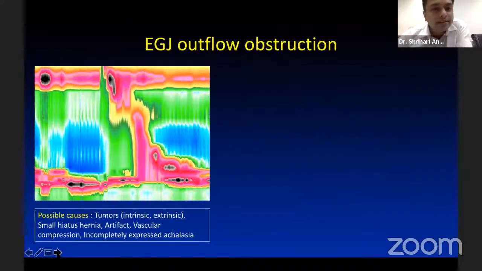One important entity is EGJ outflow obstruction, and of late, with the evolution of high resolution manometry and the greater understanding of manometry, this entity is now gaining a lot of prominence. Possible causes for EGJ outflow obstruction include some tumors, which could be intrinsic or extrinsic compression. Even small hiatus hernias are known to cause EGJ obstruction, which looks paradoxical otherwise. Artifacts of the manometry machine, vascular compressions, incompletely expressed achalasia. It is thought that some of these patients might eventually go on to achalasia, and that has been shown in multiple papers. So EGJ outflow obstruction is now gaining prominence.